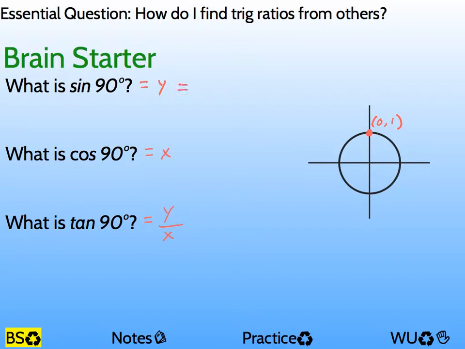So, for sine, the y value is just 1. For cosine, the x value rather, is 0. And for tangent, it is 1 over 0, which is undefined.